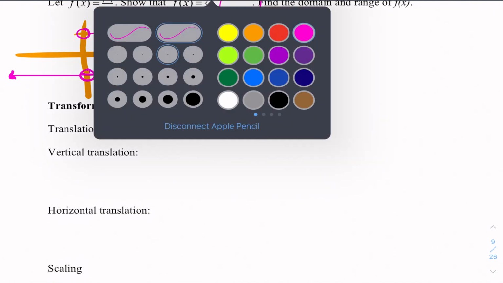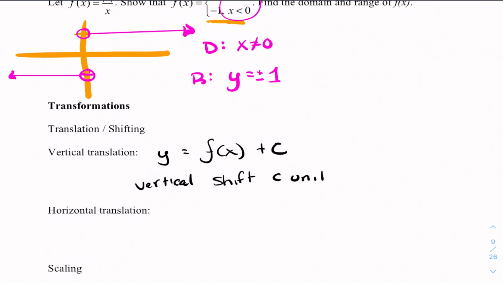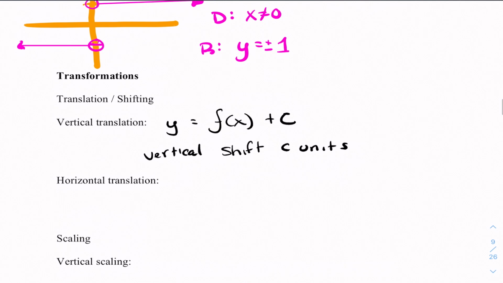So with our transformations, if we want to do a vertical translation, a shift of a function up, then we are just adding or subtracting a value, let's call it c, on the outside of that function. So we call that a vertical shift c units.